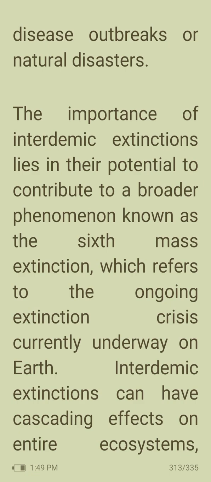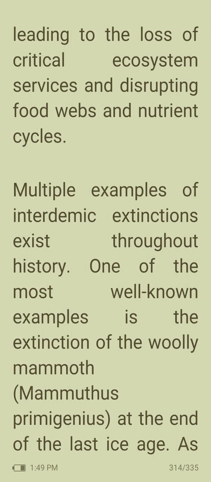The importance of interdemic extinction lies in its potential to contribute to a broader phenomenon known as the sixth mass extinction, which refers to the ongoing extinction crisis currently underway on Earth. Interdemic extinction can have cascading effects on entire ecosystems, leading to the loss of critical environmental services and disrupting food webs and nutrient cycles. Multiple examples of interdemic extinction exist throughout history.